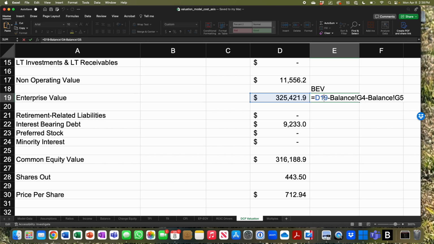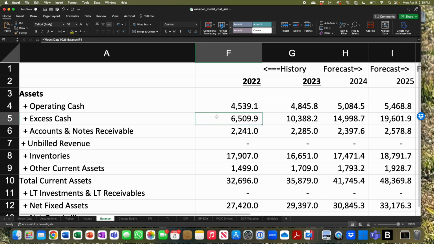We're going to take enterprise value minus all of the cash. So D19 minus, on the balance sheet, G4 and G5. Because G4 and G5 on our balance sheet is the last reported year operating and excess cash. So we're going to take enterprise value minus last reported year operating and excess cash, and that's going to be closer to what Bloomberg will call enterprise value. We're going to have that in our model.